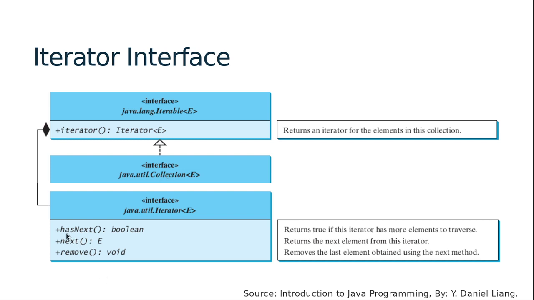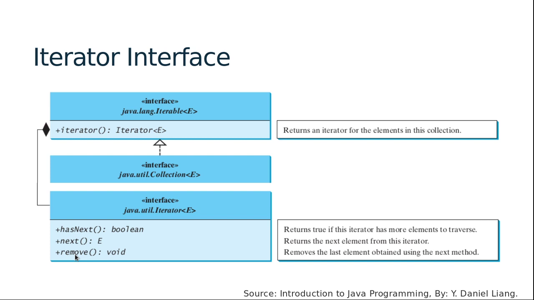Those methods are simply: if you want to check whether your collection has a next element or not, you can use the hasNext method. If it has, you can go for the next method, which will return the next element. Look, the next method will simply return the next element, it will not remove it. If you want to remove also, then you can use the remove method, which will return the element and it will also remove that element from the collection.